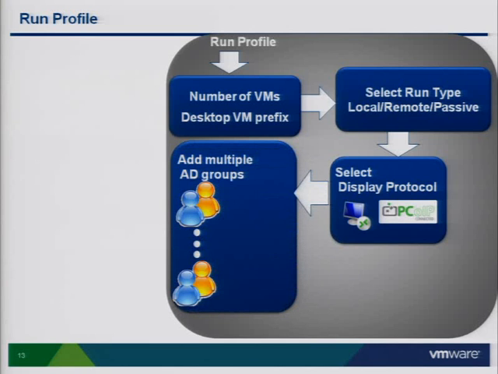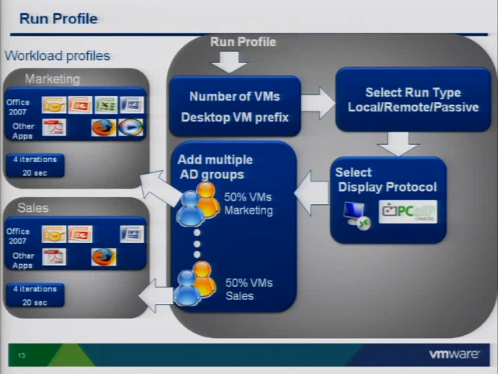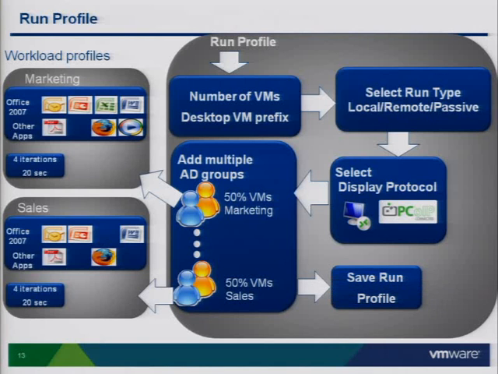Then you add your AD groups. I said I'll explain why AD groups are important, right? In a typical enterprise, you have different groups. You have sales, you have marketing. You want to be able to represent them very well, and you want to make sure that the workloads you choose for them are representative as well. So we added that interface to the AD for you. When you select the AD group and the percentage of the total VMs that you want to run this workload on, it will do that for those many users. So for example, here you have 50% of the VMs running the marketing workload and 50% of the VMs running the sales workload. There are two different workload profiles with different applications and configurations there. Then you just save it and run it. It's as simple as that.